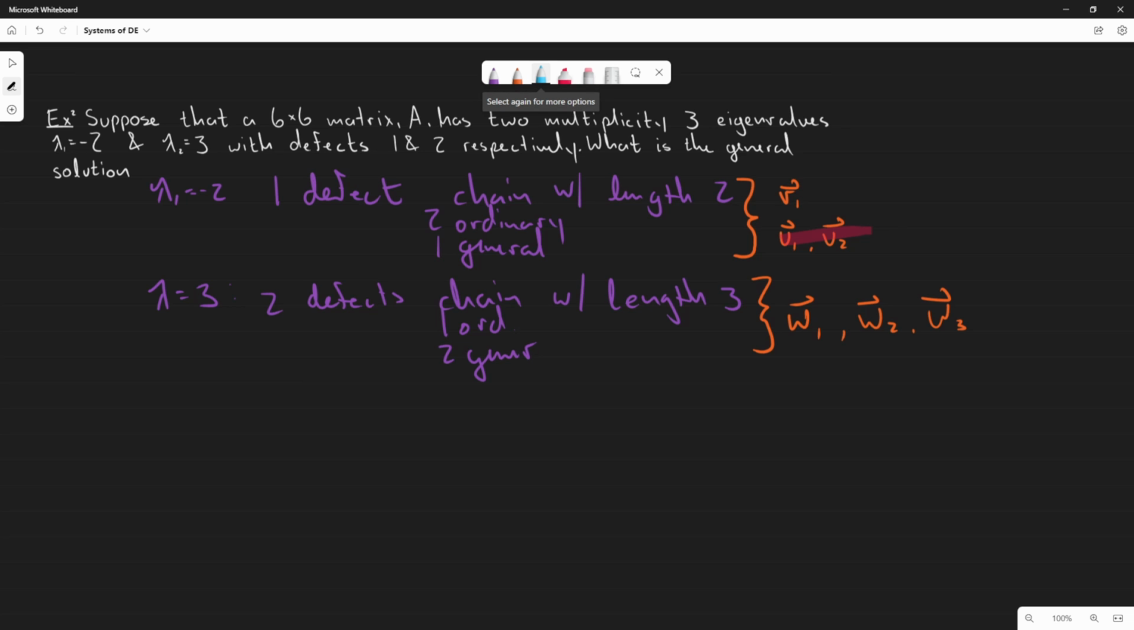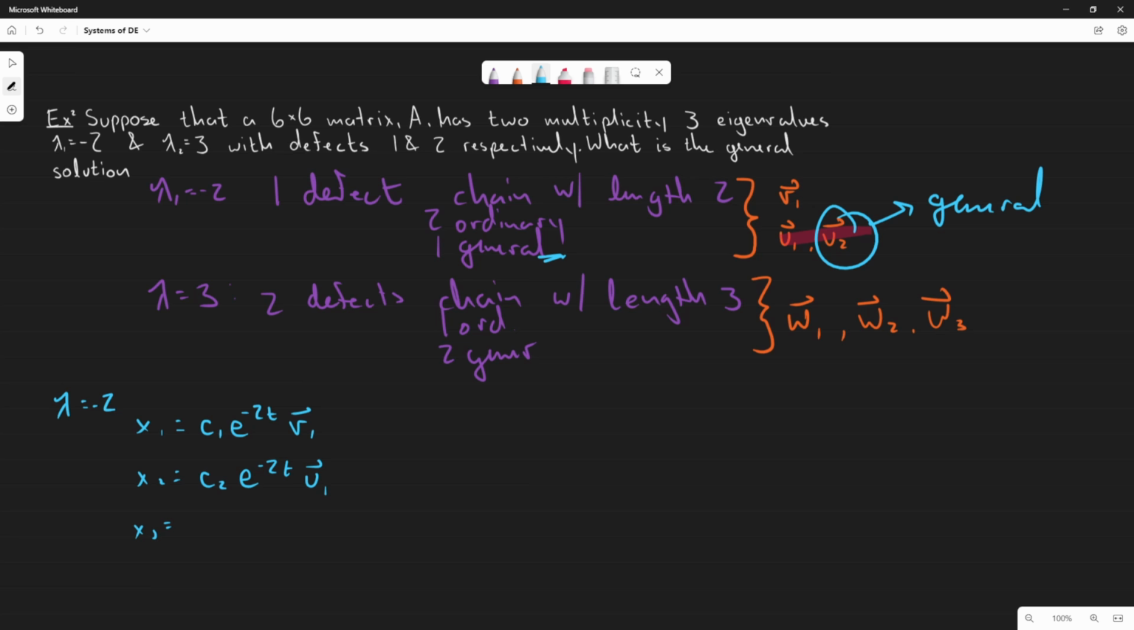For lambda being -2, we are going to have 3 solutions, 1, 2, and 3. Space them out. The first one is going to be with v1. This is going to be our constant c1 times e raised to the -2t times v1. Then our second solution will be c2 e raised to the -2t times u1. So far so good. We are writing it as usual. Like I mentioned, we'll have 1 general vector. This u2 is our general vector. And for the lambda equals 3 case, our w2 and w3 are also general vectors.